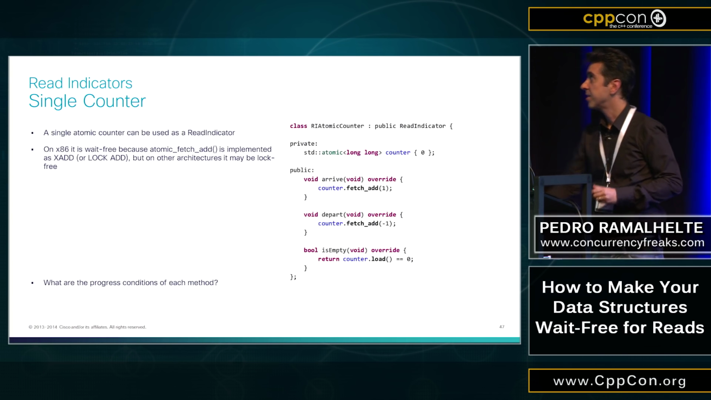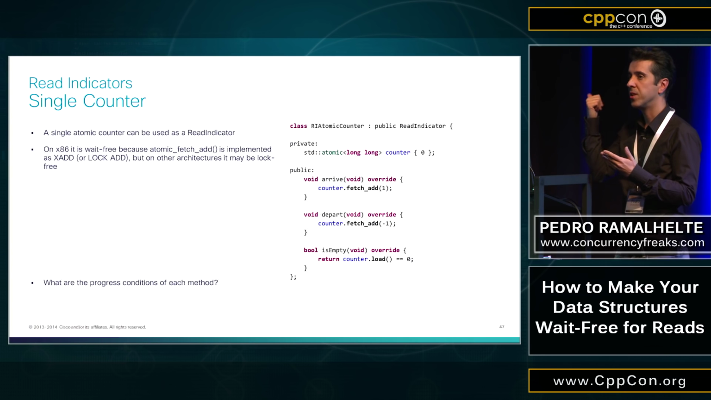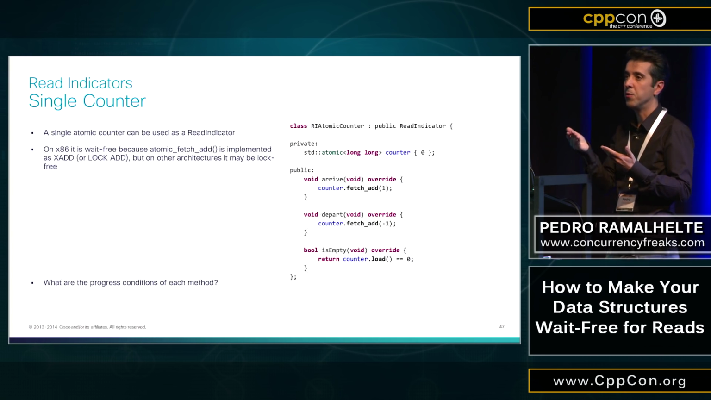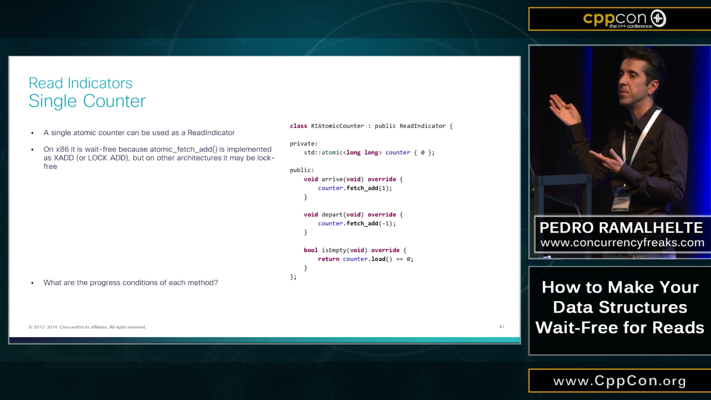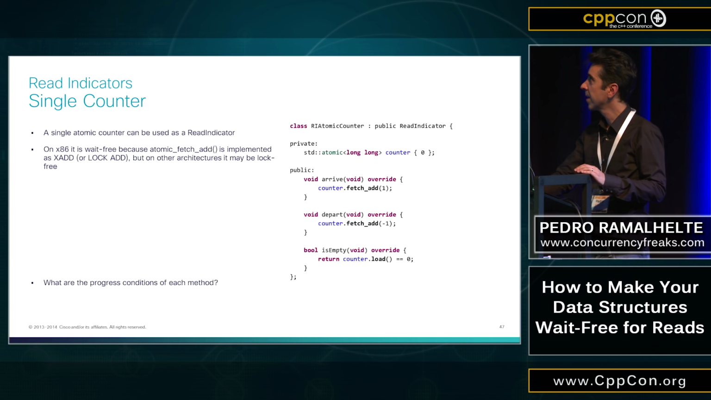So this is what the readers are going to call when they want to enter a critical section. They will be doing arrive. When they leave, they call depart. And when the writer wants to know whether there are any readers or not, it's going to call is empty. But on the left-right, there are two read indicators.